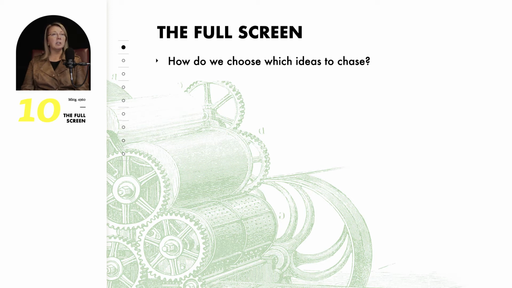Today we're talking about Chapter 10, which has to do with the full screen. In a nutshell, the full screen helps a company decide which product concepts they're going to chase after, which ones are the best ones, and it gives you a way to prioritize them. I'm getting ahead of myself here.